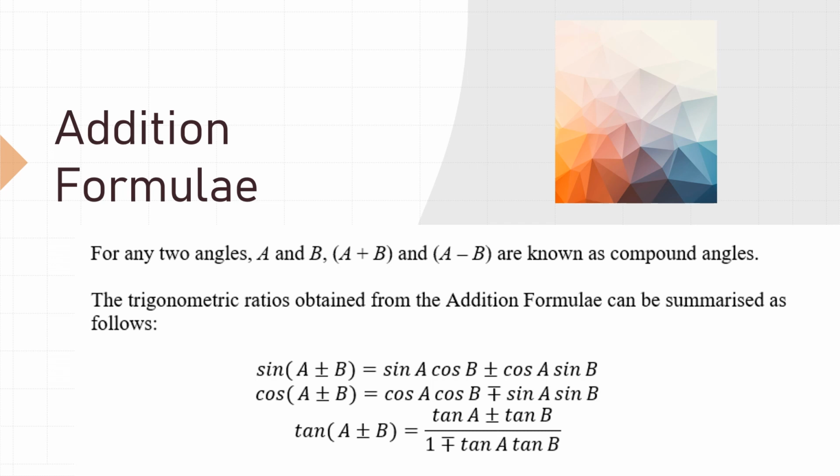Right, so this video is on addition formulae. For any two angles A and B, if you take A plus B or A minus B, they are known as compound angles. And as such, the trigonometry ratios obtained from the addition formulae can be summarized as what is shown on the screen there for sine, cosine, and tangent.